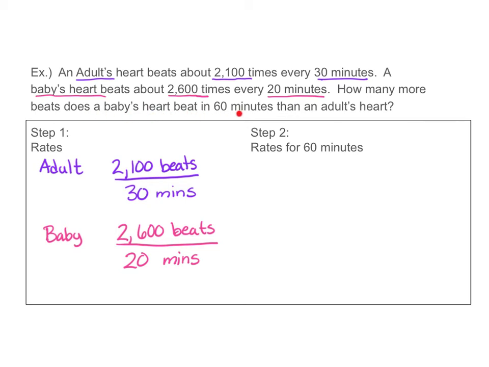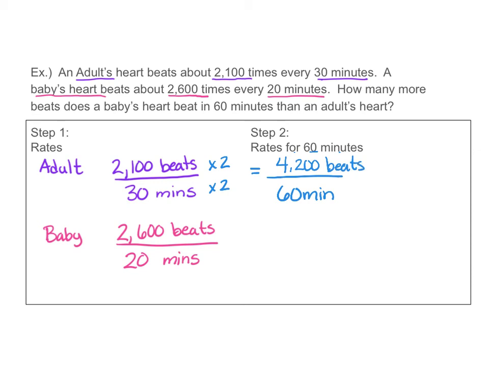All right, the next thing that it asks is how many more beats does the baby's heart beat in 60 minutes? Okay, so that means I have to change all of these to get to 60 minutes. So the rates for 60 minutes, we have to get each one to 60 minutes. In order to get from 30 to 60, I'd have to multiply this one by 2/2. So 2,100 beats times 2 is 4,200 beats for 60 minutes.